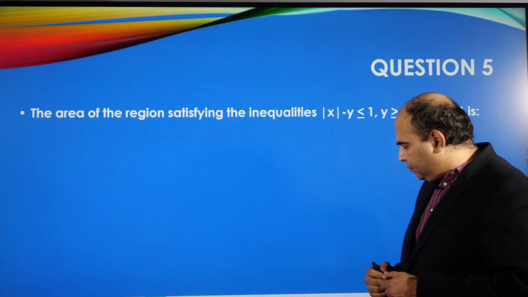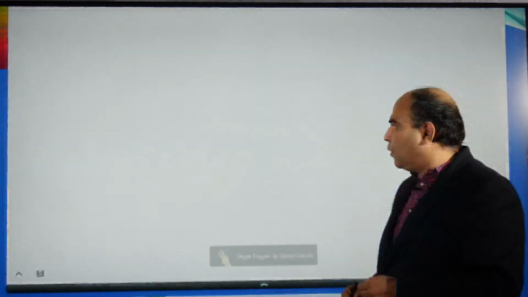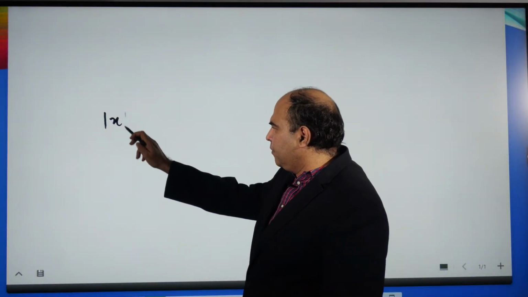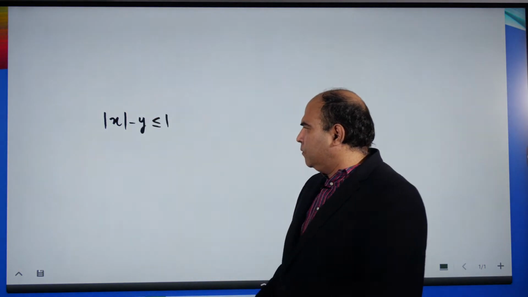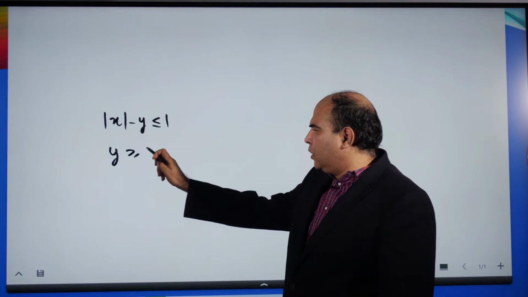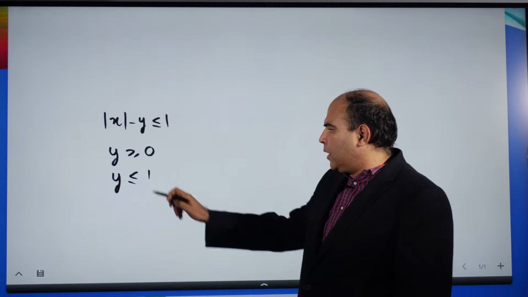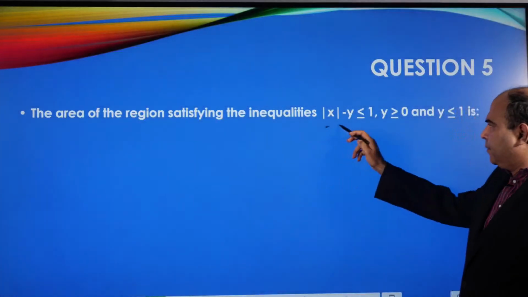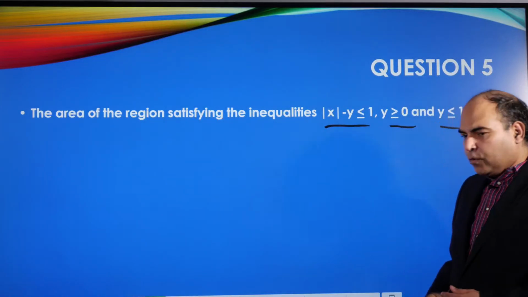So we are talking about three inequalities: mod x minus y less than equal to 1, y greater than equal to 0, and y less than equal to 1. The question is asking us the area of the region satisfying these three inequalities.